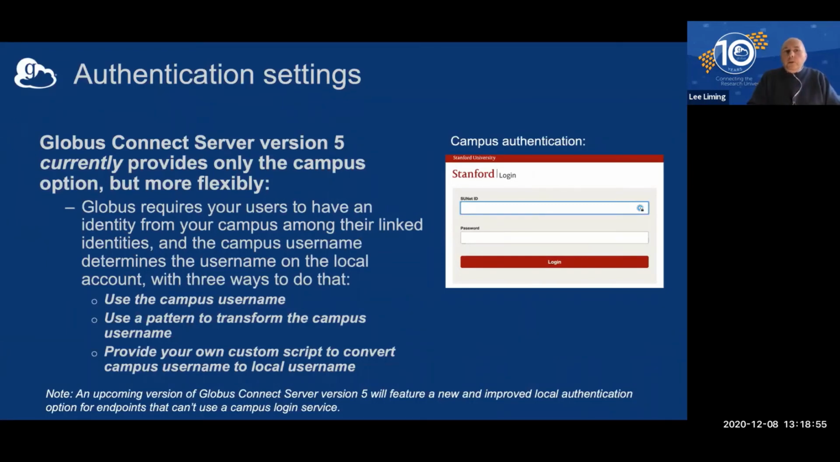Now, a future version of Globus Connect Server version 5 will also include that local username and password option that I mentioned for Globus Connect Server version 4. It's actually a little bit better than the way it was done in version 4. Again, it's more flexible, much like this campus option is more flexible in version 5 than it was in version 4, but we'll have to wait for a little bit longer for that option to be available in Globus Connect Server version 5. Right now, the only option that's available is to use the campus login service and use one of these three mapping options, either a direct mapping or a pattern or a script.